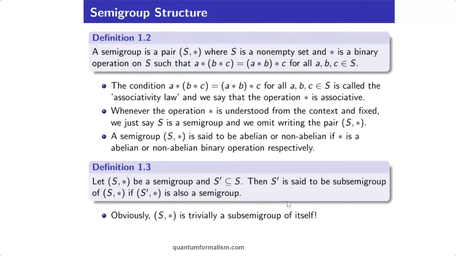Another definition I would like to go through is this notion of a sub-semigroup. So, given a subset of the underlying set, that's generating the semigroup structure together with the binary operation. If that subset is also a semigroup under the same binary operation, then we say it's a sub-semigroup. And obviously it is trivial that a semigroup is a sub-semigroup of itself.